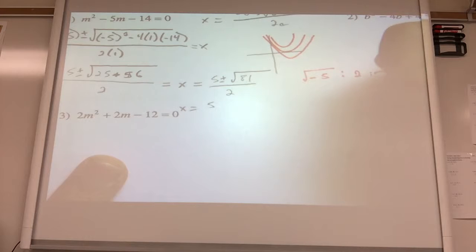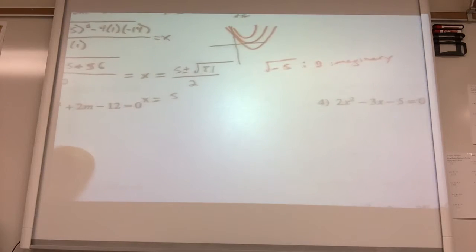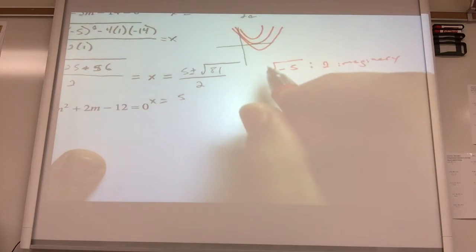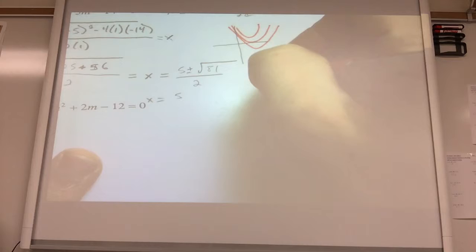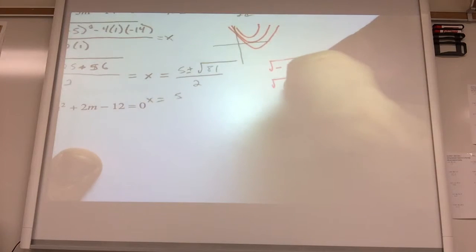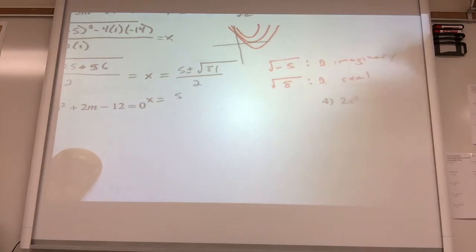that's going to give you two imaginary or complex roots. All right, if it's a square root of something positive, let's say in this case just 8, square root of something positive, that's two real solutions. So if it's square root of negative, there's two imaginary. If it's square root of positive, it's two real.